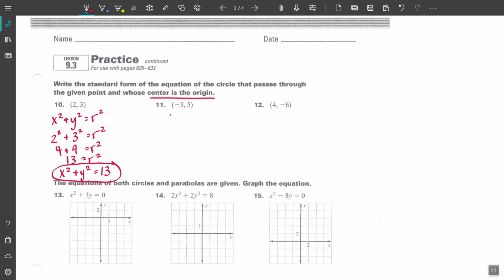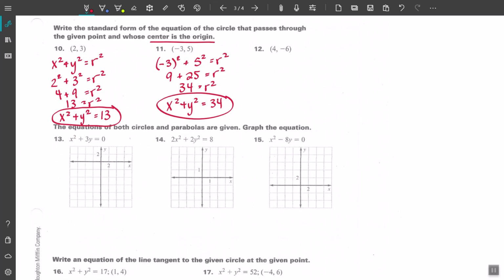All right, so we can do the same thing with number 11. We have our x and we have a y. Our origin is our center, so we can square our x, add it to the square of our y. All right, so 34 is our r squared. Take that value and put it back into the standard form equation. And there's the standard form equation of this particular circle.